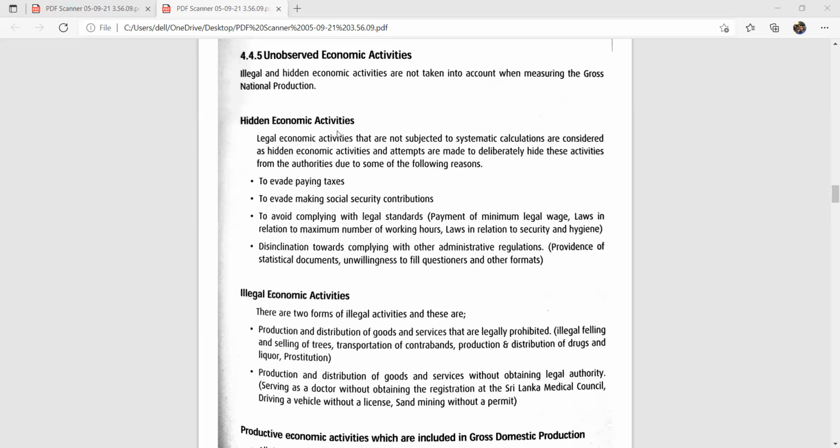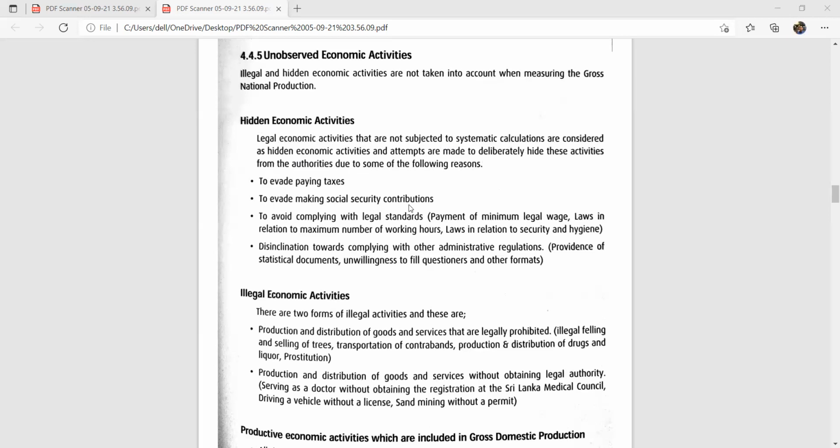Hidden economic activities, that is, illegal economic activities that are not subject to systematic calculations, are considered hidden economic activities, and attempts are made to deliberately hide these activities from authorities due to some of the following reasons: to evade paying taxes. Evade means they don't like to pay taxes, they want to escape from paying taxes. To evade making social security contributions.